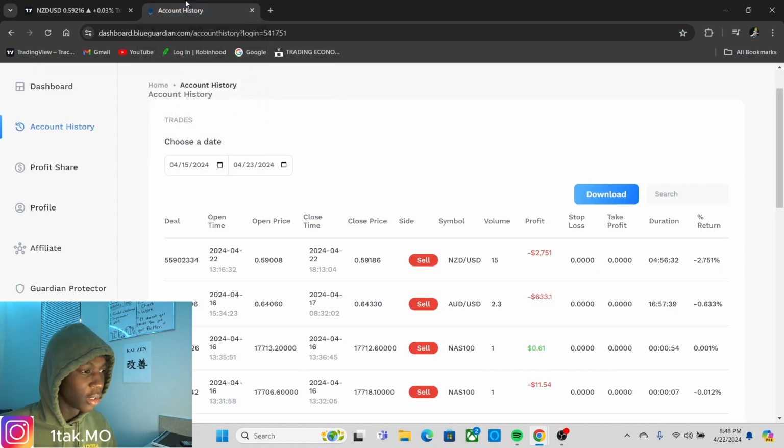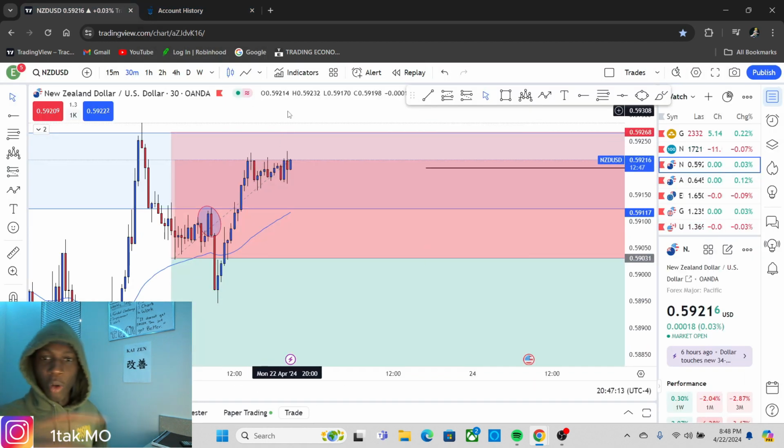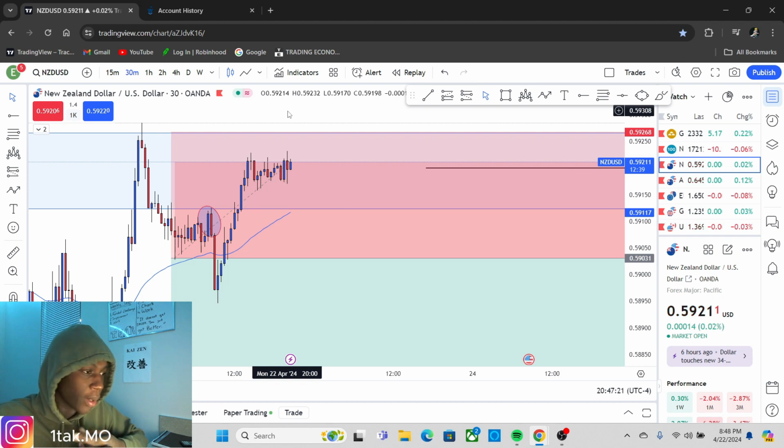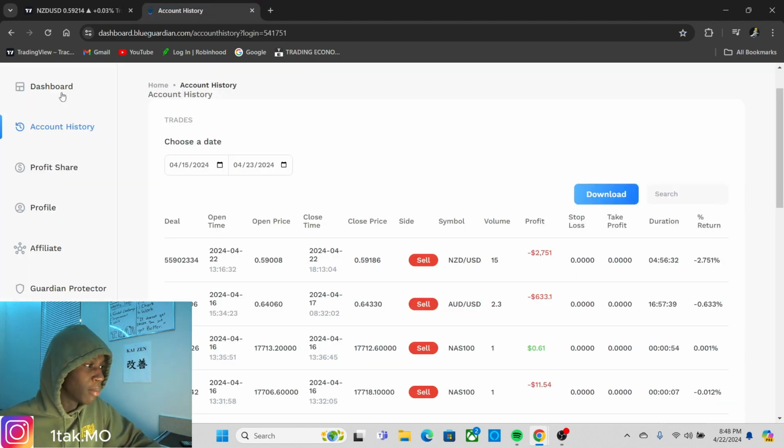Like I said, 2,700, and one, I realized I put the wrong lot size, so if it had gone to my stop loss, I would have blown the account. Two, it was costing me more than I wanted to risk, so I took out the trade. And yeah, that's why our account is literally back to 93,000.